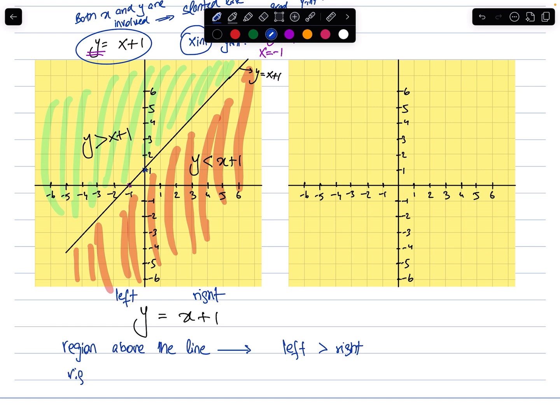And if the region is below the line, then you simply do left side is less than the right side. ठीक है?